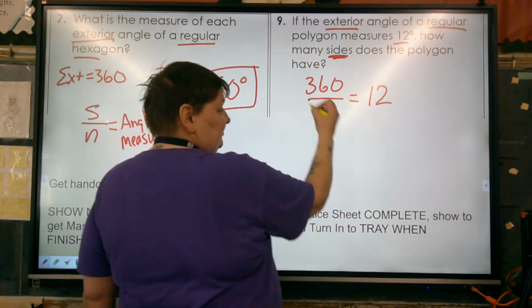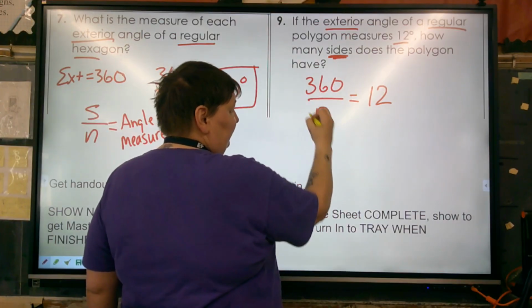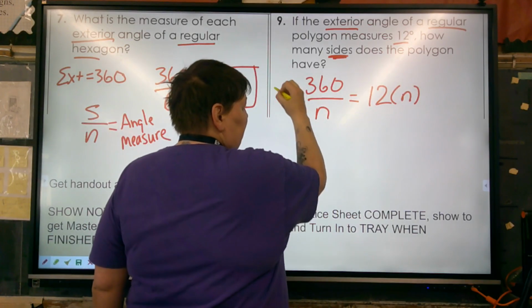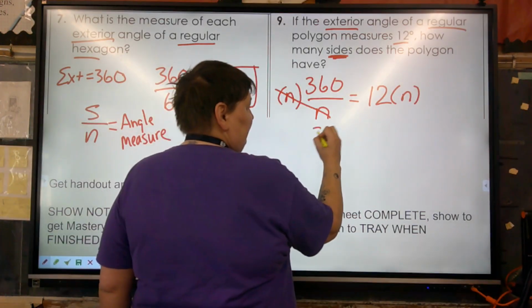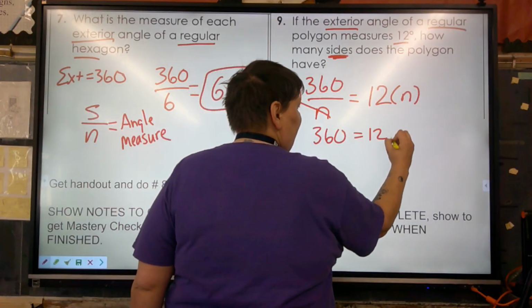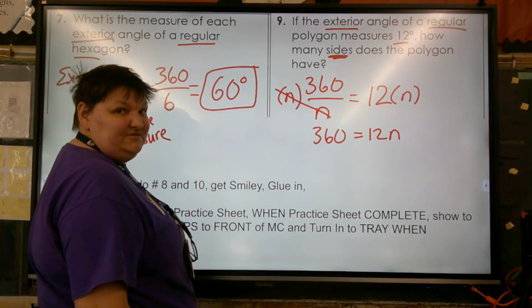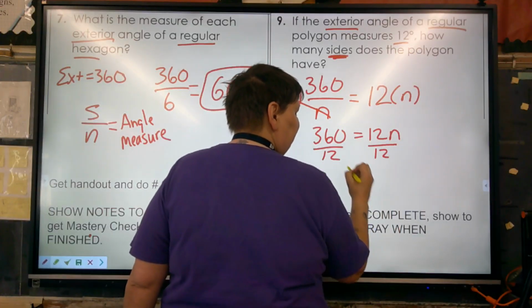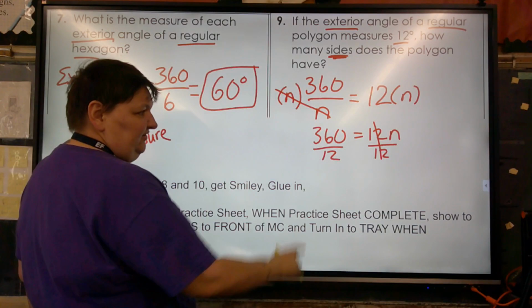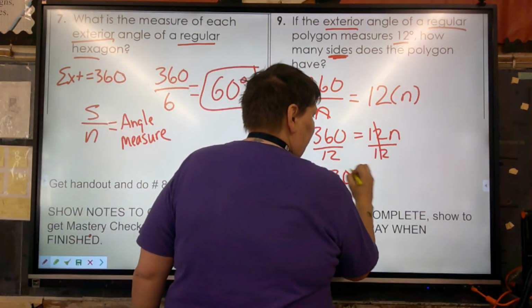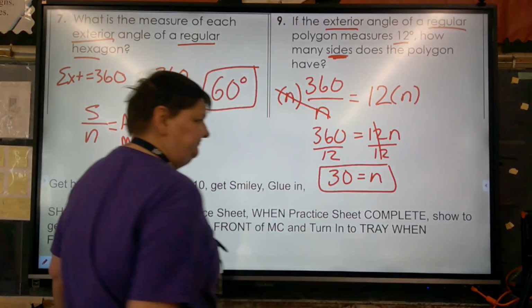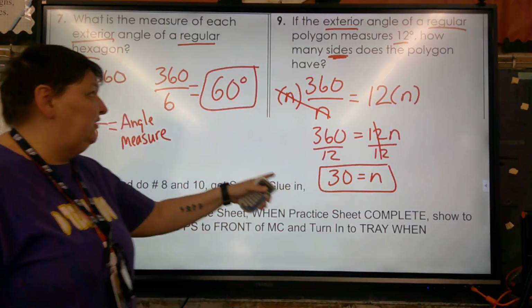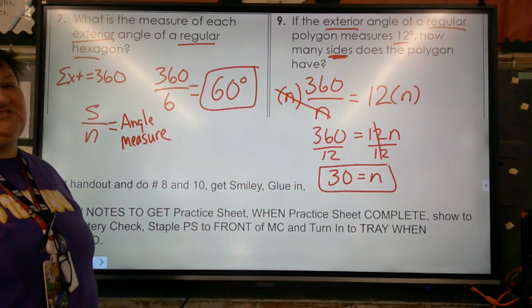So to get rid of this n, which is divided by n, we're going to multiply both sides by n. These will cancel. So we have 360 equals 12n. 12 times n. So to cancel it, we'll do the opposite, which is divide by 12 on both sides. These will cancel. 30. So the number of sides equals 30. And because we're talking about sides, there's no degree symbol. Because we're talking about angles, there is a degree symbol.